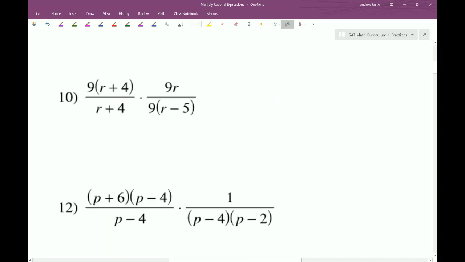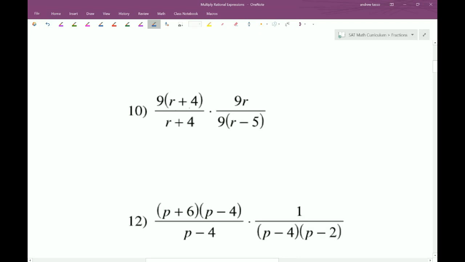Okay. Next one here, these r plus 4s can cancel, right? Because this is a factor. Collectively it's not involved in any addition or subtraction problem. The r plus 4 here is not being added or subtracted. So those both are factors and therefore they're able to be canceled. These 9s could also go.